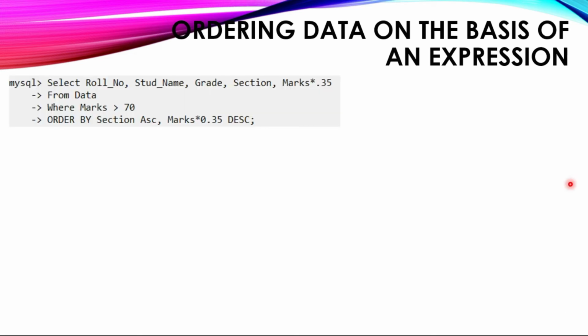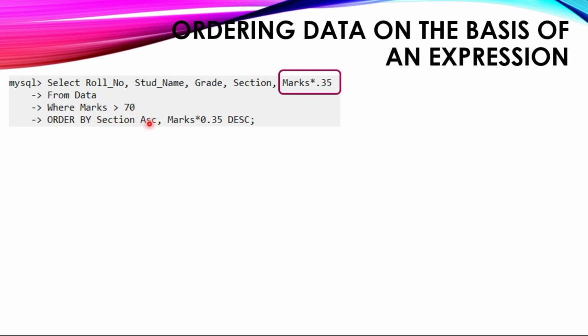on the particular table. So here we will see: select roll number, student name, grade, section, and here is my expression, that is marks into 0.35. Marks is the existing column, and on that column I am going to get a new column with the help of this expression from data where marks are greater than 70. Now I just want 35% of those marks whose marks are more than 70.